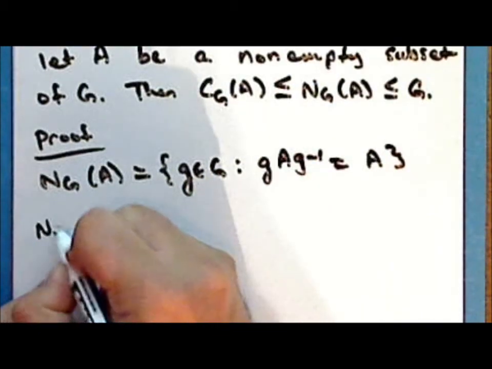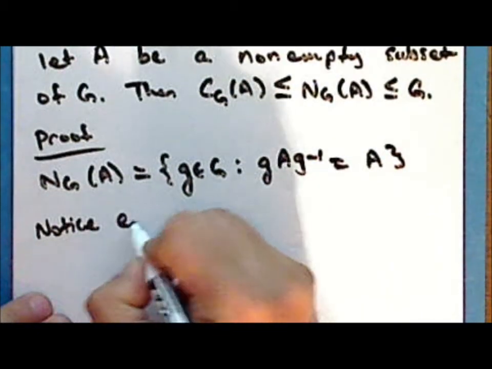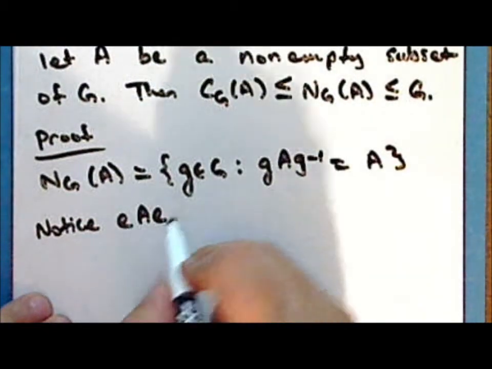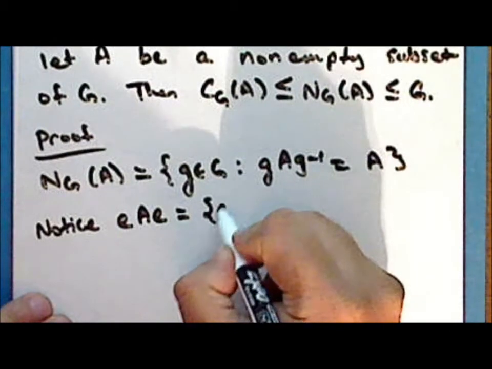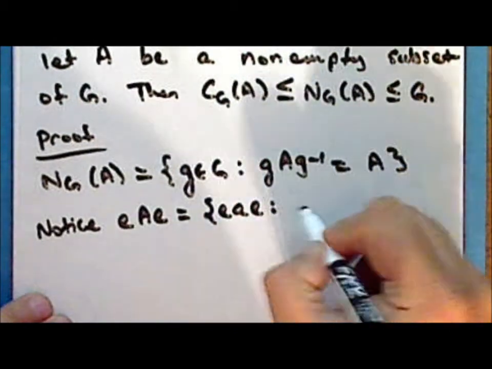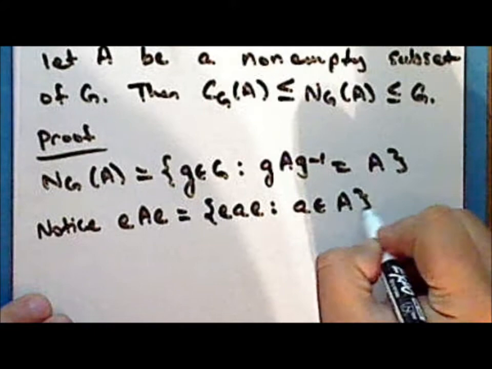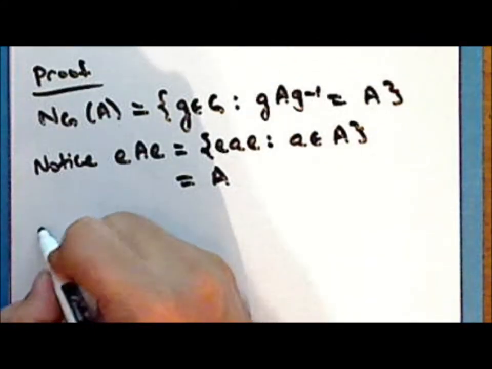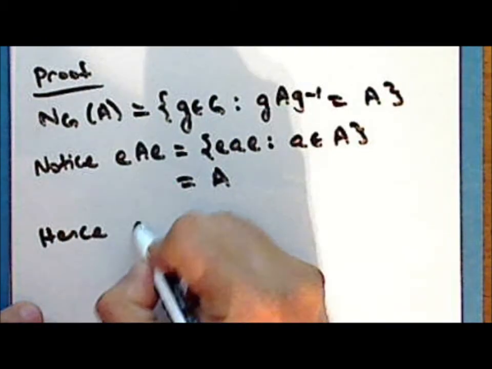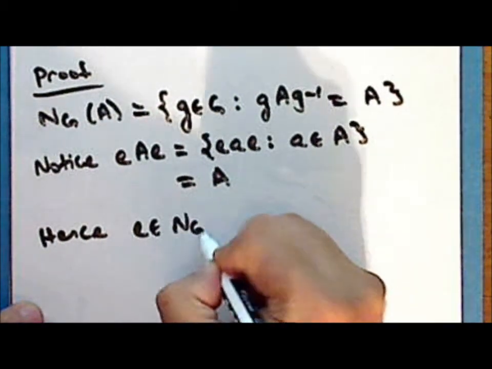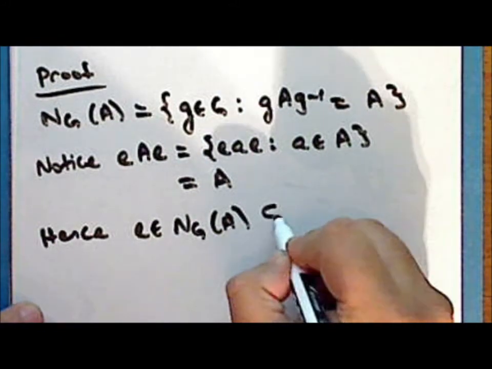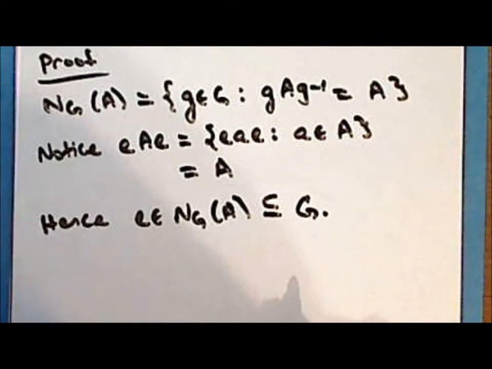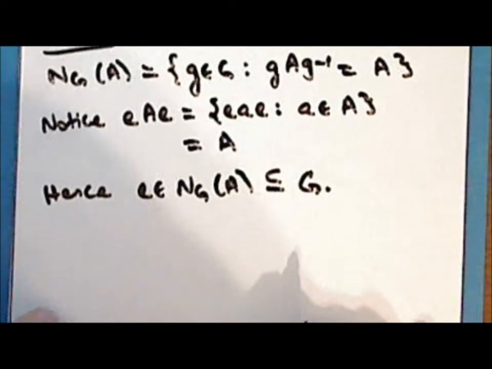So notice that the set of conjugations of the elements in A by the identity is the set identity times A times identity, where A is an element in the set A, and this is equal to the set A, and hence the identity is in the normalizer of A, which is a subset of the group G. In other words, the normalizer is a non-empty subset of the group G.